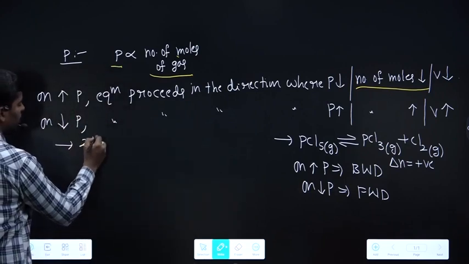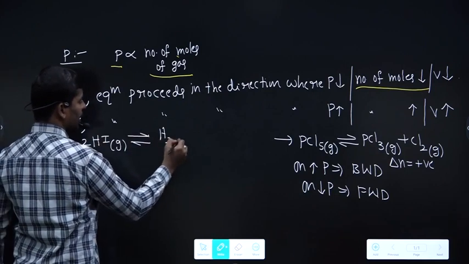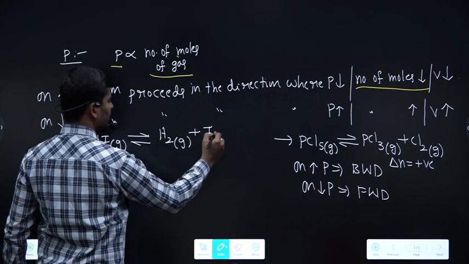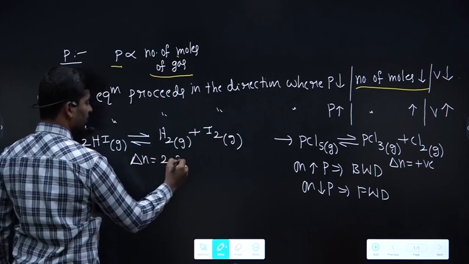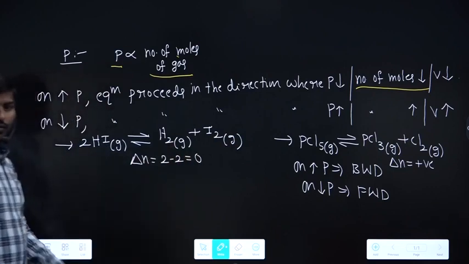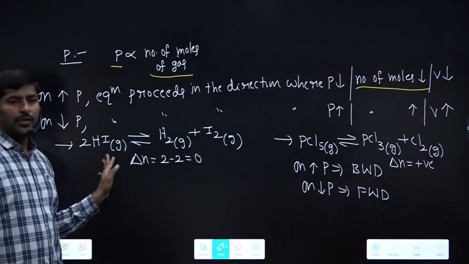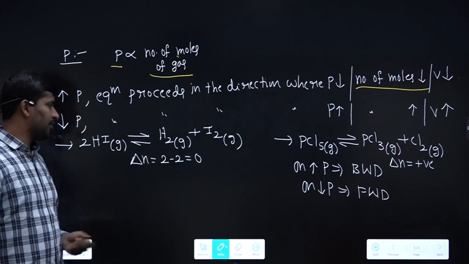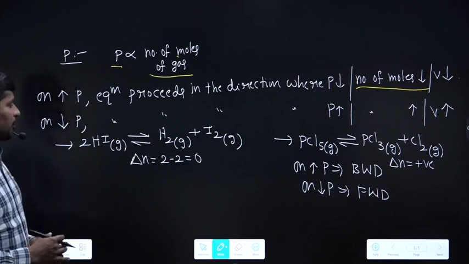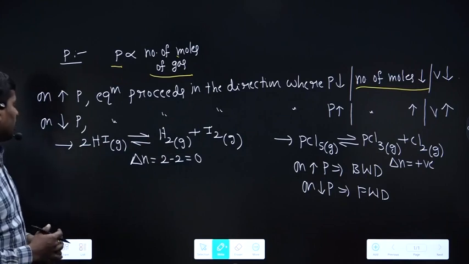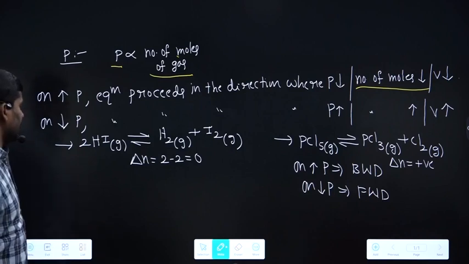Finally, take the decomposition of hydrogen iodide gas to give H2 gas plus I2 gas. What about delta n for this? 2 minus 2, 0. That means what about the effect of pressure? On this equilibrium, there is no effect of pressure, because on the reactant side and product side we have the same number of moles of gaseous substance. So no effect of pressure.